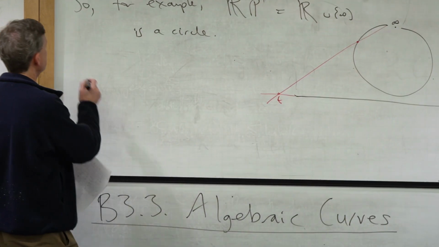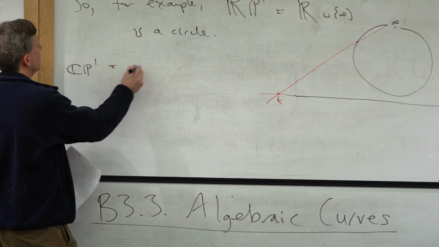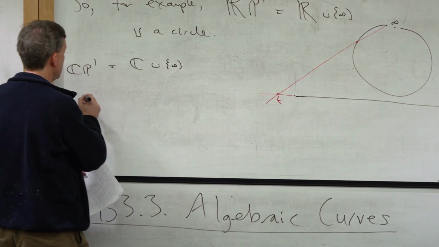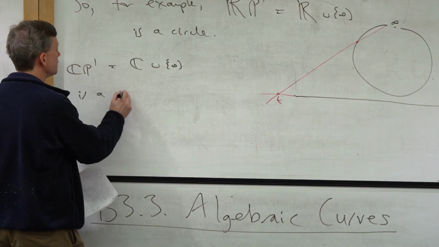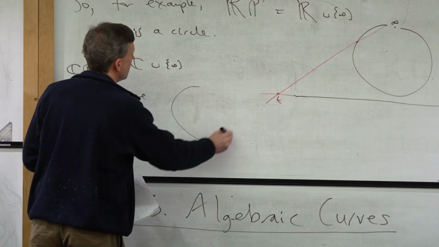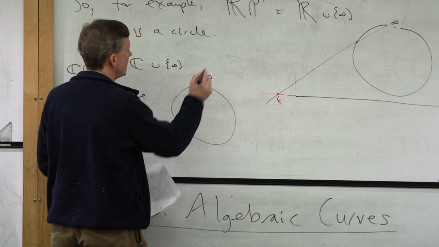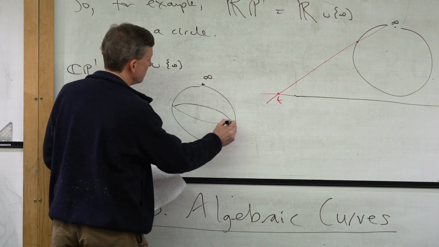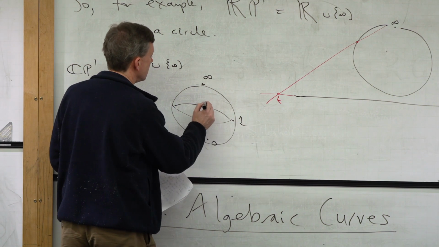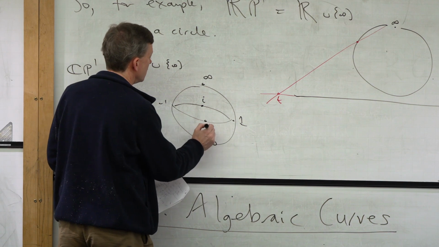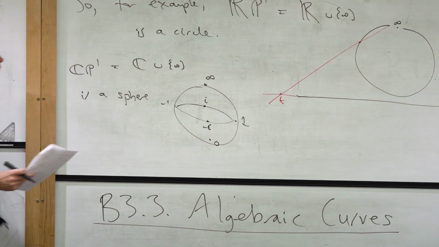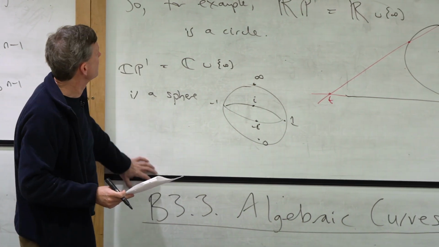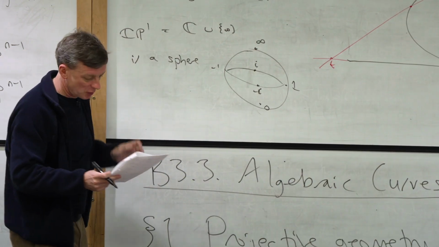whereas CP1 is C union infinity. This is a sphere, topologically, a two-sphere. Think about infinity here. Maybe 0 is at the bottom. You might have 1, i, minus 1, minus i, something like that. This is often called the Riemann sphere. I don't know if you've met it in complex analysis.